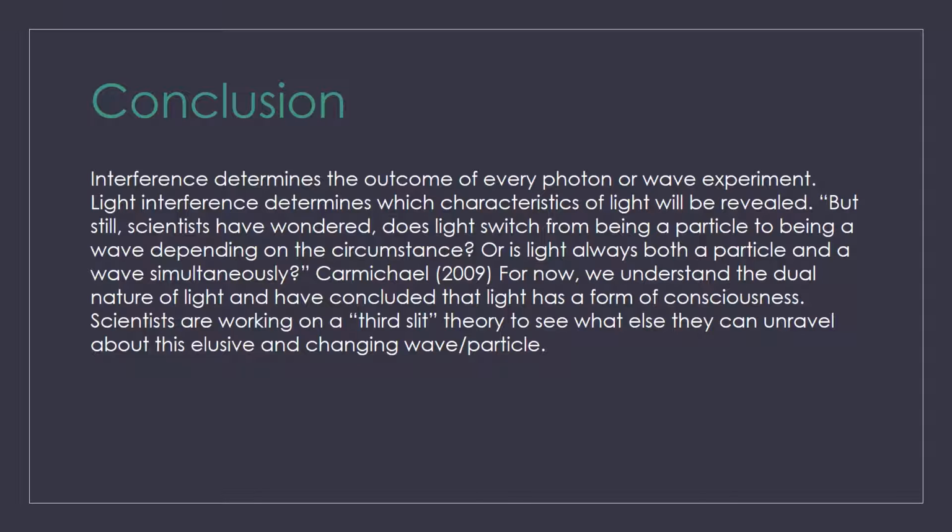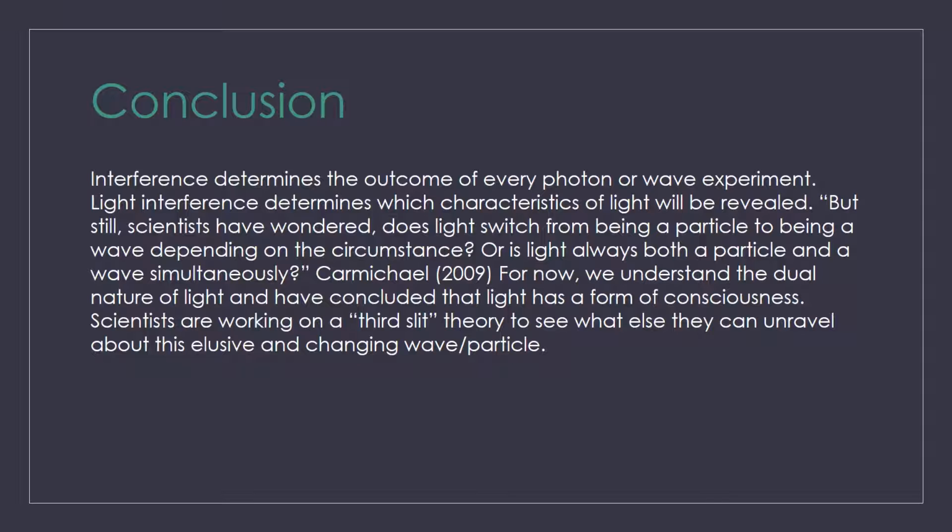And in conclusion, interference determines the outcome of every photon or wave-like experiment. So with light interference, it changes again. Will the frequency stay the same depending on the experiment that you're running? And what are you going to conclude? Are you going to find waves or particles, depending on what experiment you're using and what it is that you're looking for, if you're trying to discover the nature of light by refraction, reflection, or via the double slit experiment?